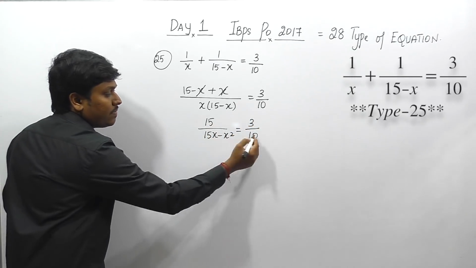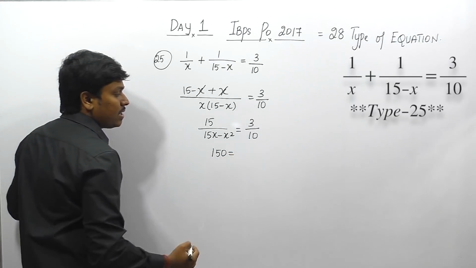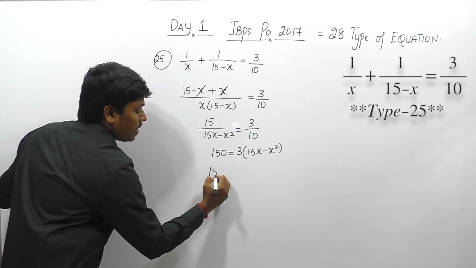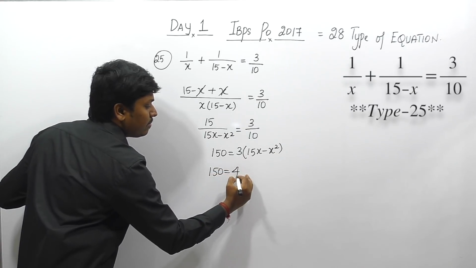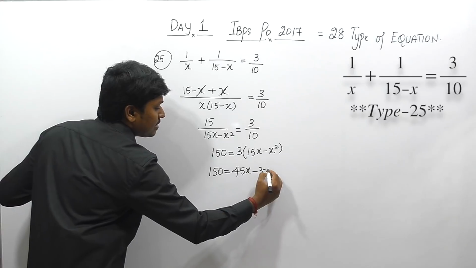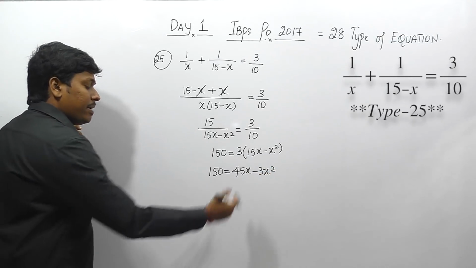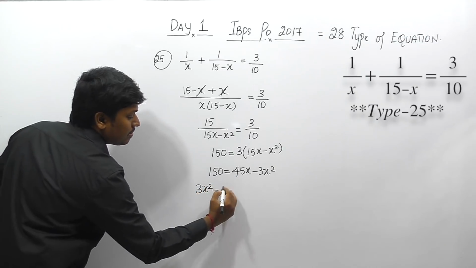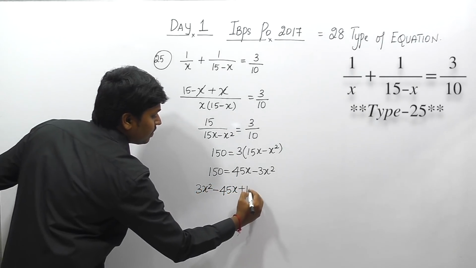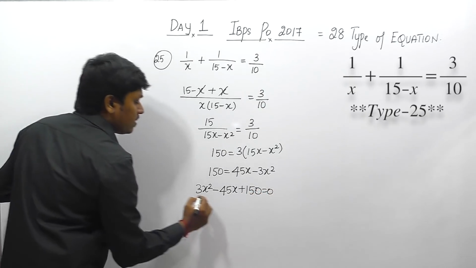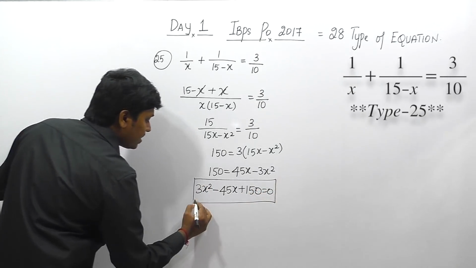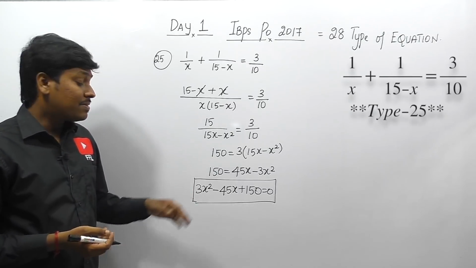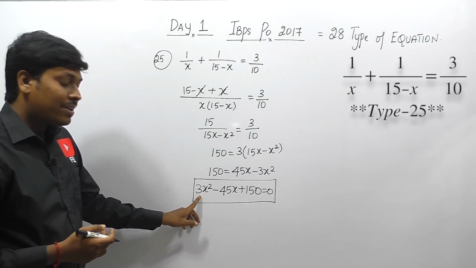So when you cross multiply, 15 into 10 becomes 150, equals to 3 into 15x minus x square. So 150 is equal to 3 into 15, which is 45, so 45x minus 3x square. Finally let me bring this right hand side term towards the left hand side. So it becomes 3x square, and here it is minus 45x, then here it is 150 is equals to 0. So friends, finally we have converted this equation into a proper quadratic equation. After converting this, finding the value of x, that is the factor, will be so simple, because before x square we have a constant 3.